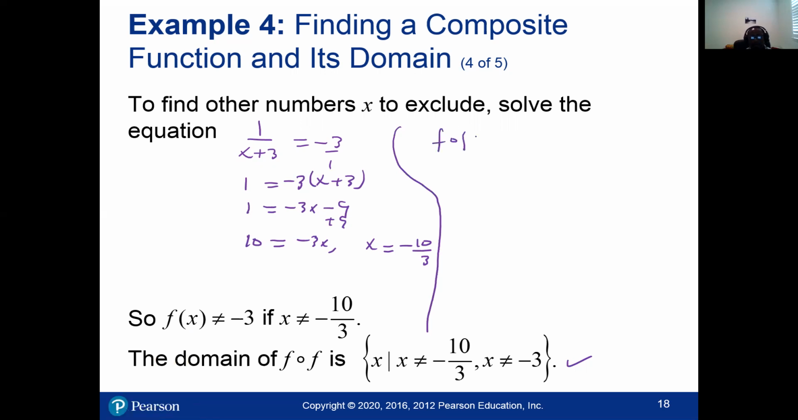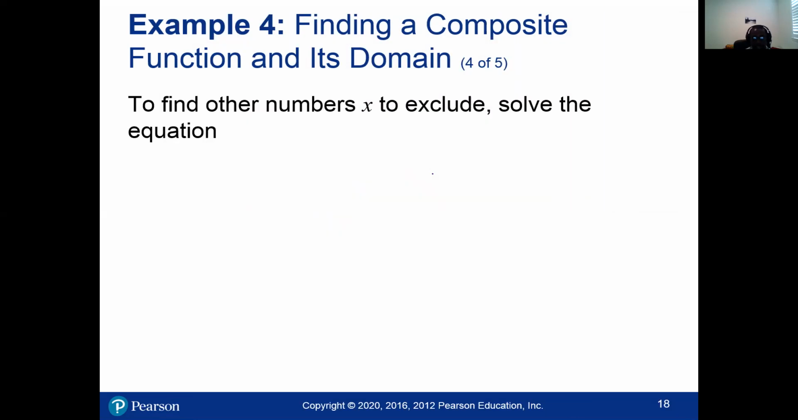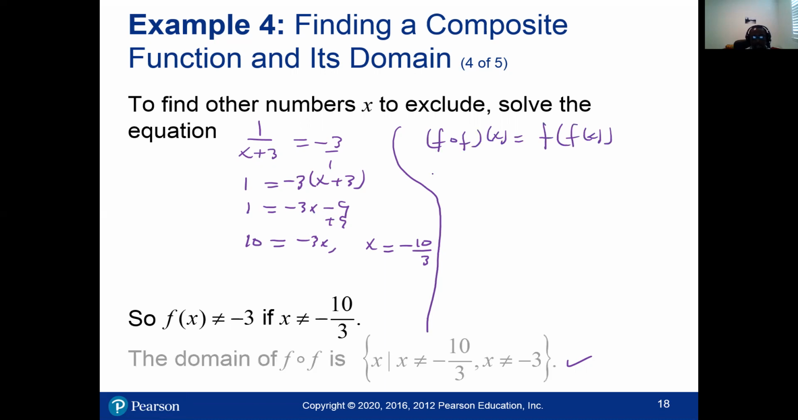So let's find f of f of x. Where we see f of x, we plug in f of x. Now notice that f of x is 1 over x plus 3. So this is equal to 1 over x plus 3, and we plug in the same expression: 1 over 1 over x plus 3, then plus 3.